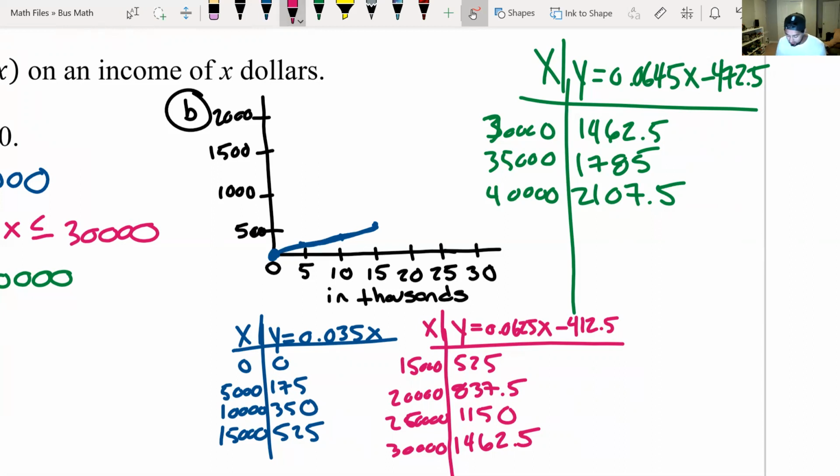Okay, and then for red, 15,000 and 525. So we start off at the same point. And then 20,000 and 837, a little higher. Let's say probably around there. And then 25,000 and 1150. I'll just go a little higher, somewhere around there. And then 30,000 and 1462.5. So somewhere around there.